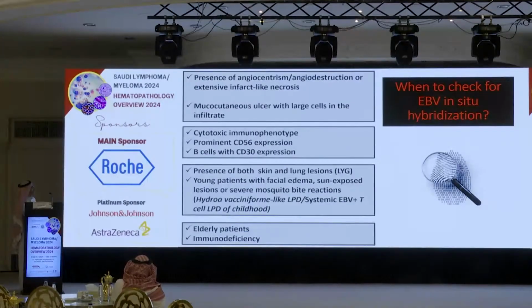Presence of angiocentricity or angiodestruction, mucocutaneous ulcer, cytotoxic immunophenotype, prominent CD56 expression, B cells expressing CD30, presence of both skin and lung lymphomatoid granulomatosis, young patient with facial edema, hydroa vacciniforme-like. This is usually children, elderly patients, immunodeficiency. So we check for EBV in these situations. So with that, I conclude.